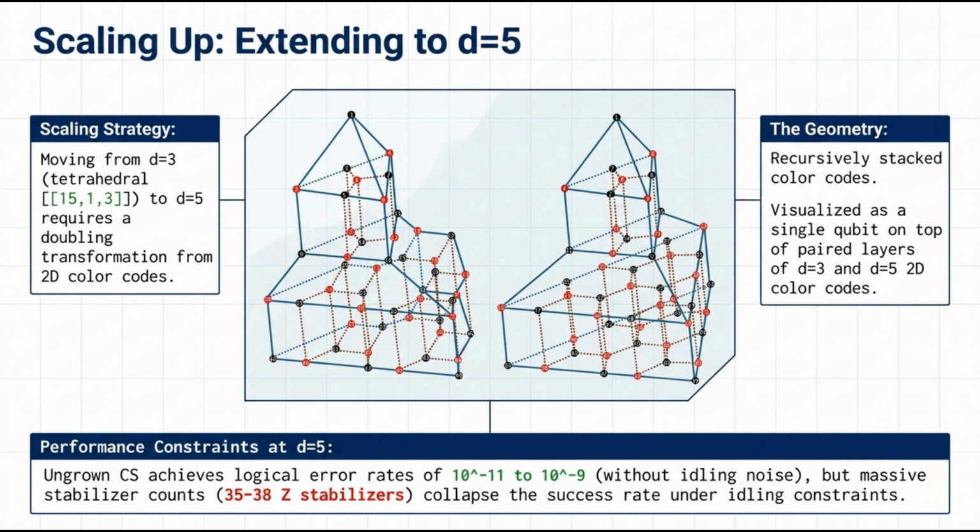This geometry resembles a single physical qubit on top of paired layers of distance 3 and distance 5 two-dimensional color codes. In Clifford simulations of the ungrown protocol, without idling noise, the distance 5 factory achieves exceptionally low logical error rates of 10^-11 to 10^-9. However, a major physical constraint remains. Under realistic conditions with idling noise, the massive stabilizer counts, consisting of 35 Z stabilizers for the 49-qubit code and 38 for the 53-qubit code, cause the success rate for obtaining all zero syndrome measurements to drop significantly.